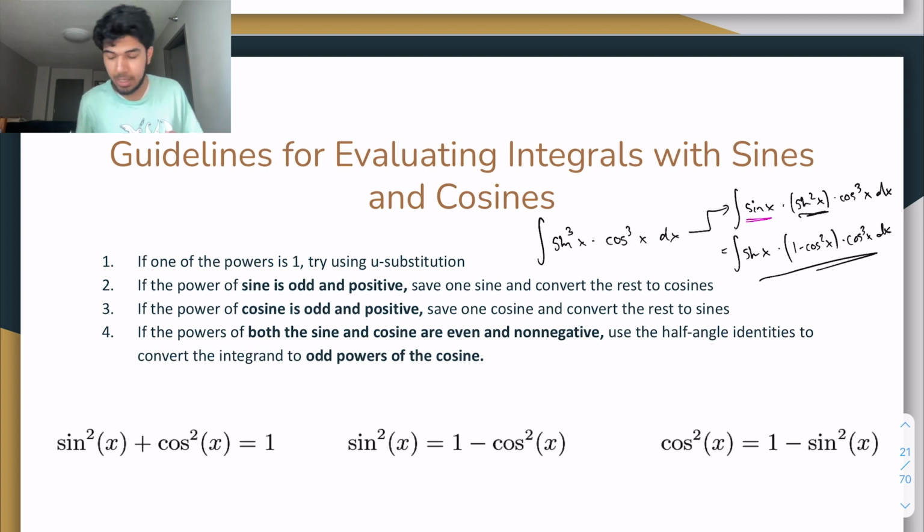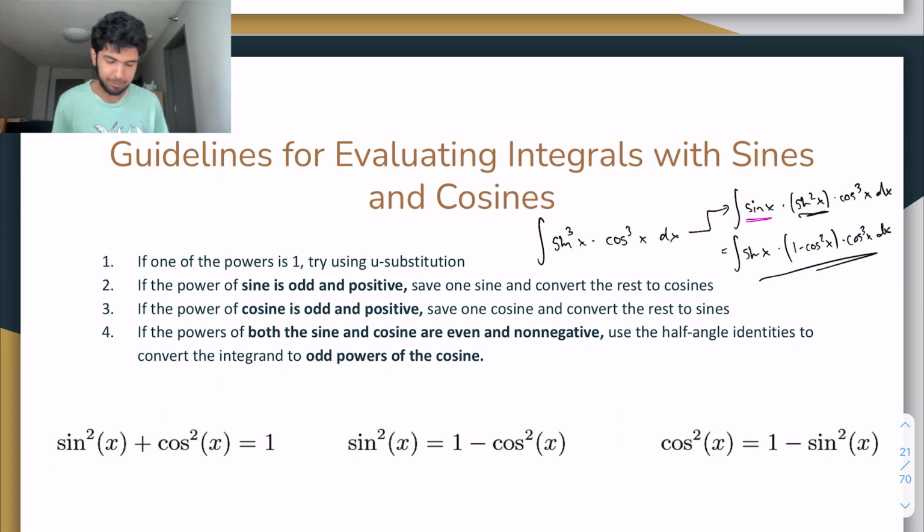Third guideline. If the power of the cosine is odd and positive, then save one cosine, convert the rest of the sines, and solve as normal. So very similar thing as I just showed. If the powers of both the sine and cosine are even and non-negative, then you'll want to use the half-angle identities to convert the integrand to odd powers of the cosine. So there you go. Those are your 4 things that you can look at if you see a problem. Hit one of these guidelines and then just follow it.